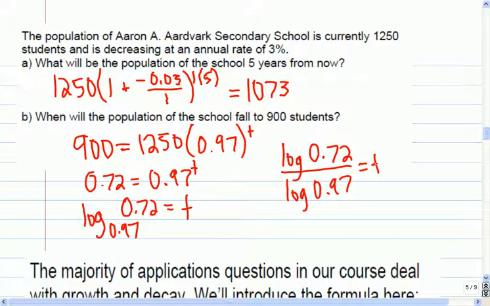And that gives me a time of about 11 years. I get 10.785, but it'd be about 11 years. Next, on the 11th year, they would open with less than 900 students.